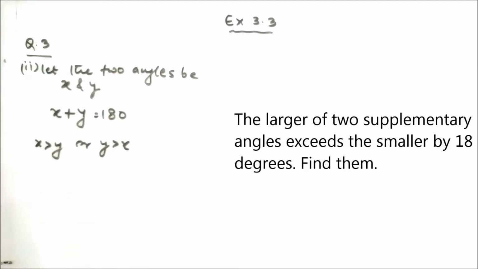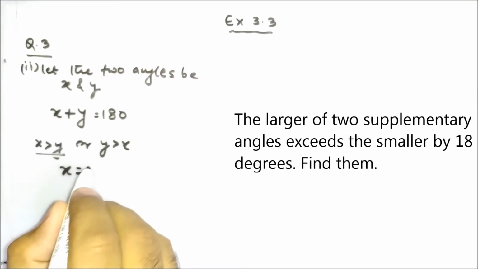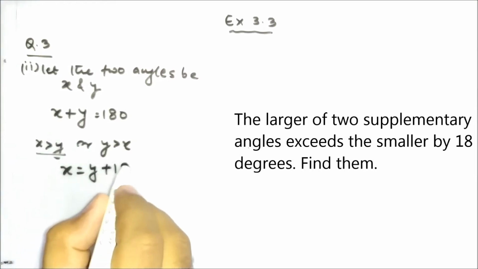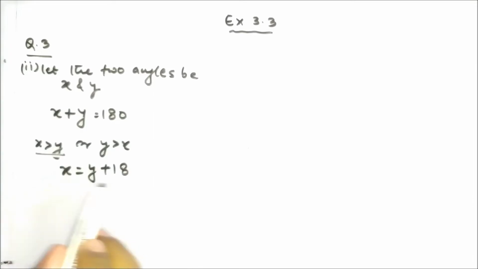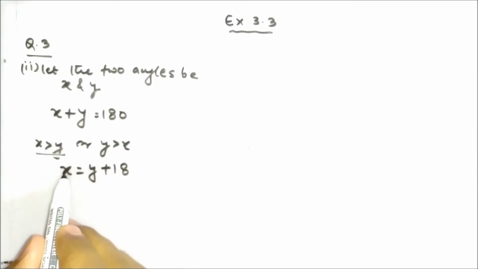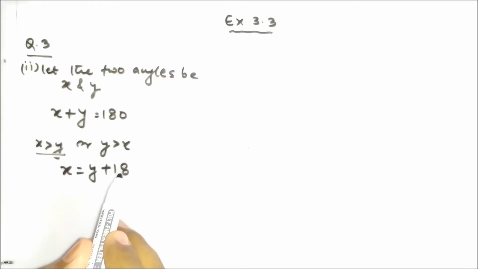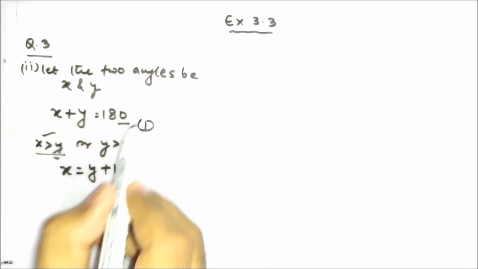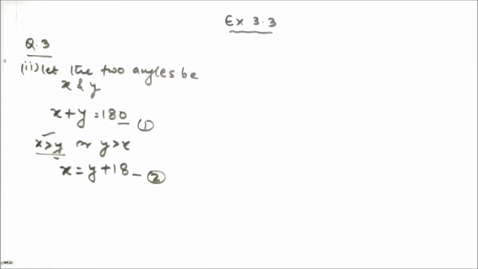Either you can choose both of these. Okay, so it is saying that the larger... suppose I am taking this situation. So x is greater than y. So the larger exceeds the smaller by 18. Okay, according to the statement, this will be the equation: the larger exceeds the smaller by 18. I am taking this condition. So this will be your equation number 1 and this will be your equation number 2.